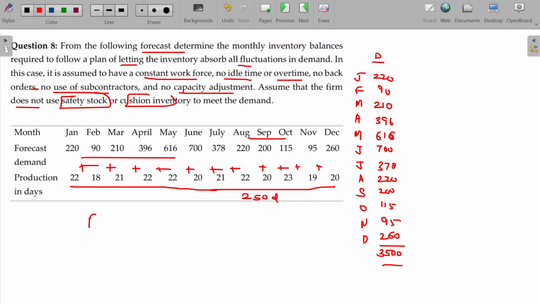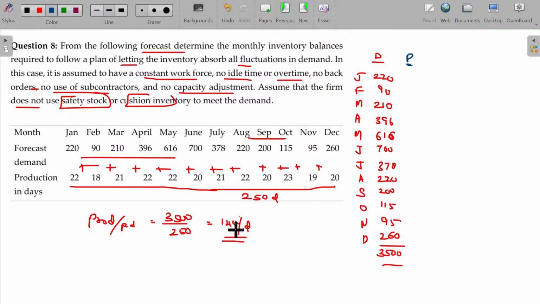So, production estimated per day: 3,500 is the annual demand produced over 250 days. You have to produce 14 units per day. So you need to have the workforce capable of producing 14 units per day. That remains unaltered. You don't change. Now come on, tell me what is your production.